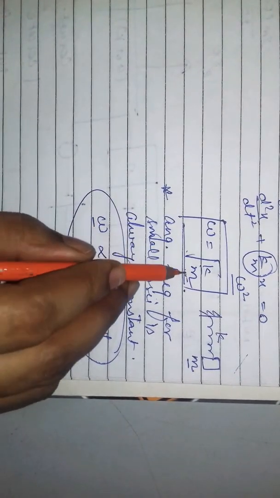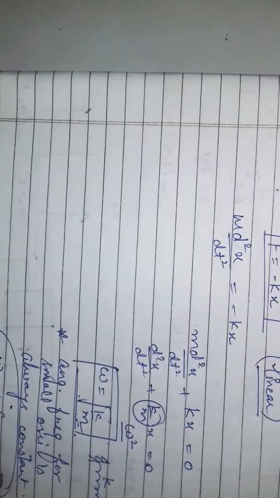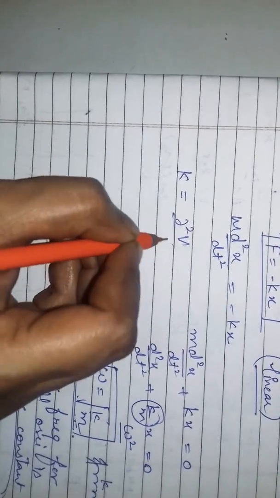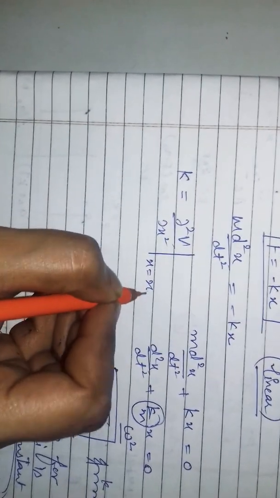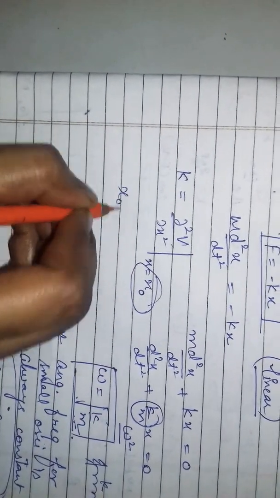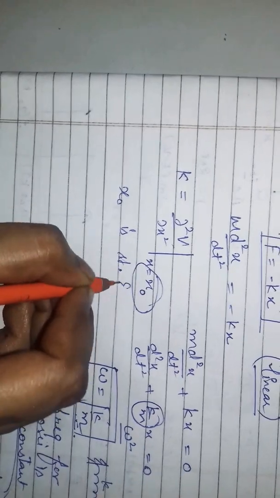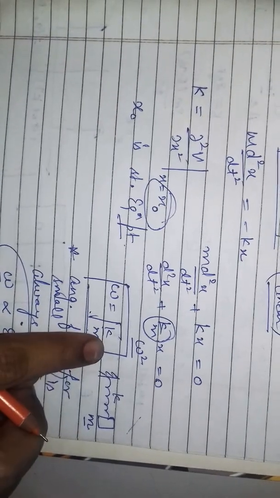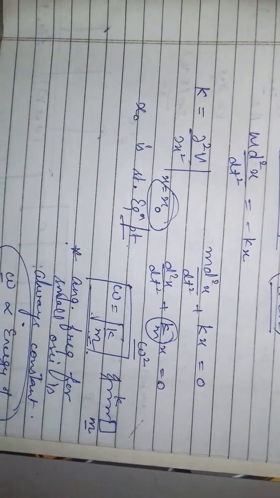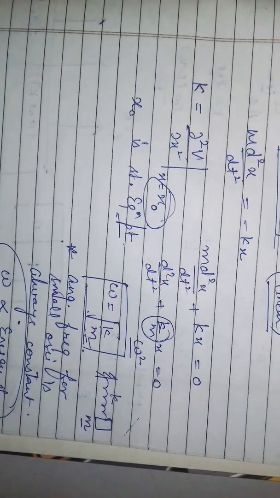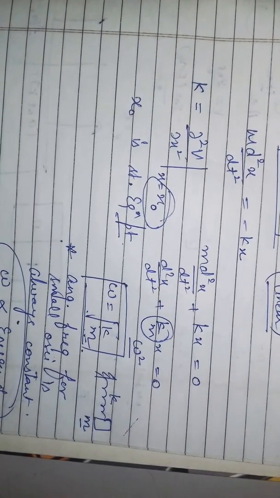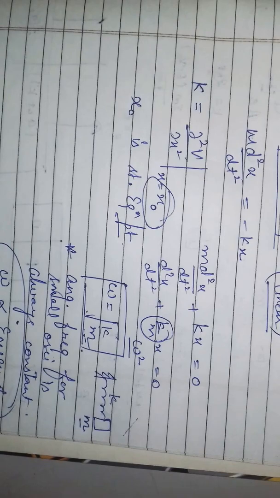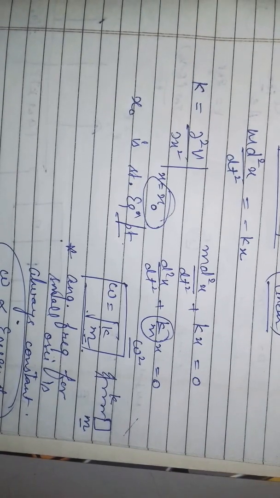And for small oscillation, energy is always constant, and your k you can get as curly square V upon curly x square at x is equal to x naught. X naught is your stable equilibrium point. So by putting this k here, you will get your angular frequency. Many times asked in the previous year that a particle of mass m executes small oscillation under any given potential, and you are asked to tell the angular frequency of the oscillation.